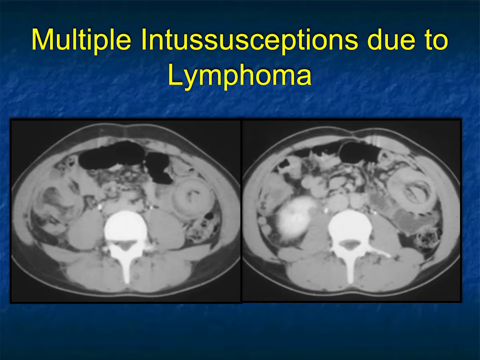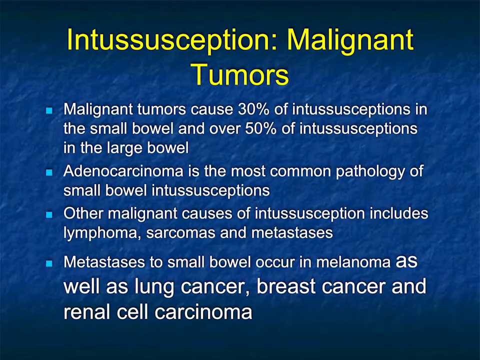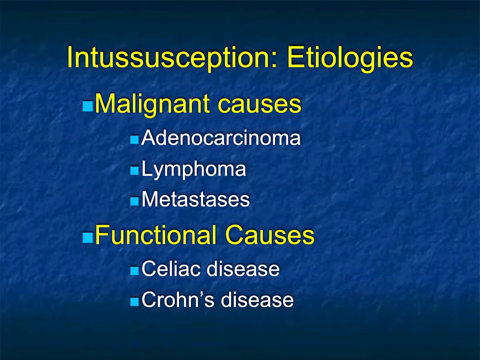You can get intussusception. Intussusceptions will cause small bowel obstruction, and you usually can find the intussuscepting zone. You can see one intussusception or you can see multiple. When you talk about tumors and you have multiple intussusceptions, I'm typically thinking about lymphoma. Otherwise, we think about things like melanoma, lung cancer, breast cancer, and renal cell carcinoma.